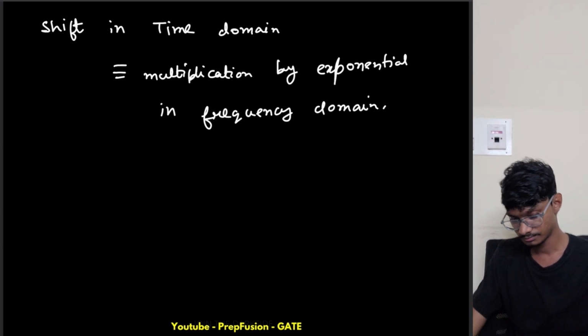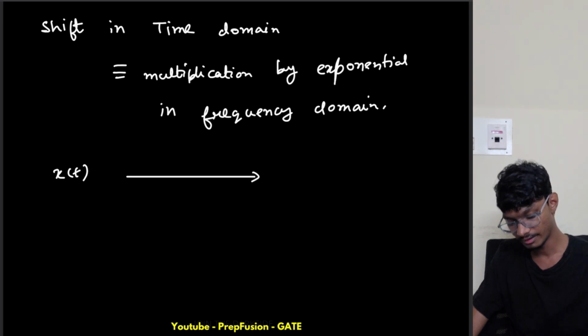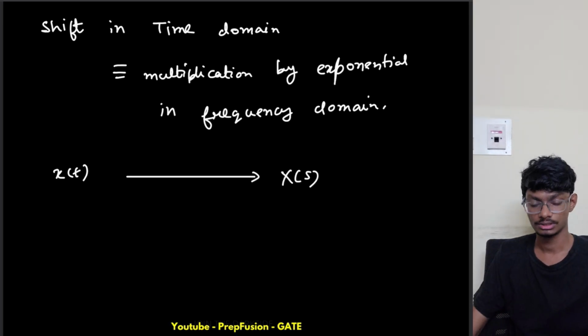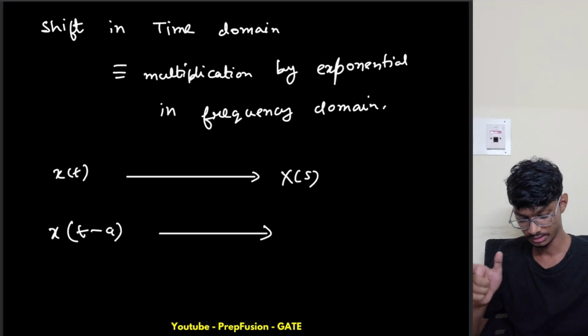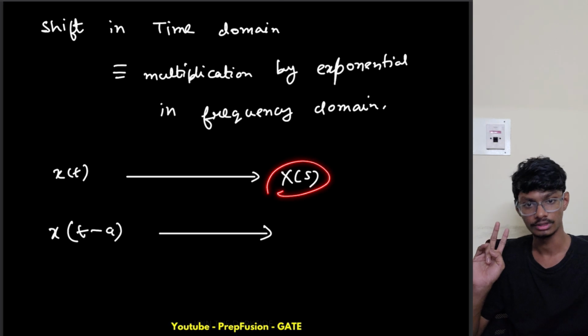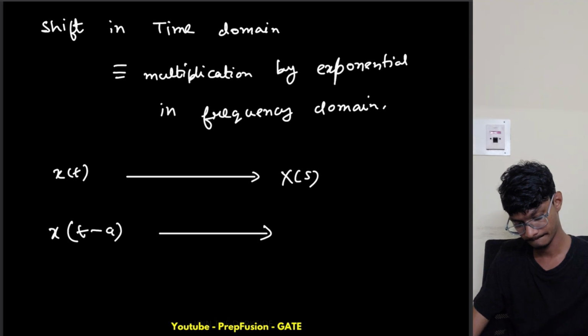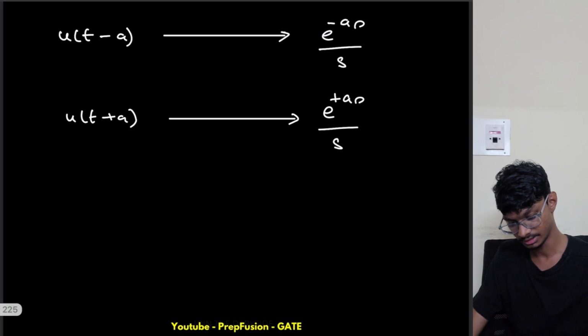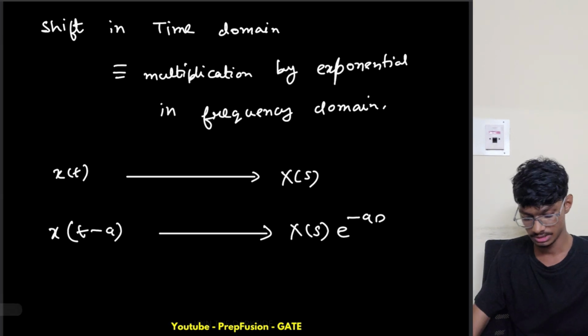Okay, this means that, just wait for the bike sound. This means that if our signal is x of t and we have one Laplace transform X of s, then if our signal is shifted, x of t minus a, what will be the Laplace transform of that? It will be the previous Laplace transform multiplied by an exponential, so X of s times e raised to power minus as, just like here, the exponential got multiplied by the previous Laplace transform, and if it is plus, then it will be plus as. Just let me write this.